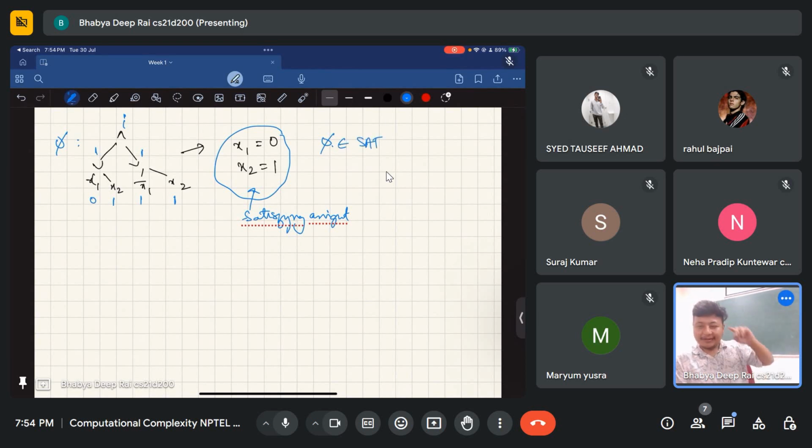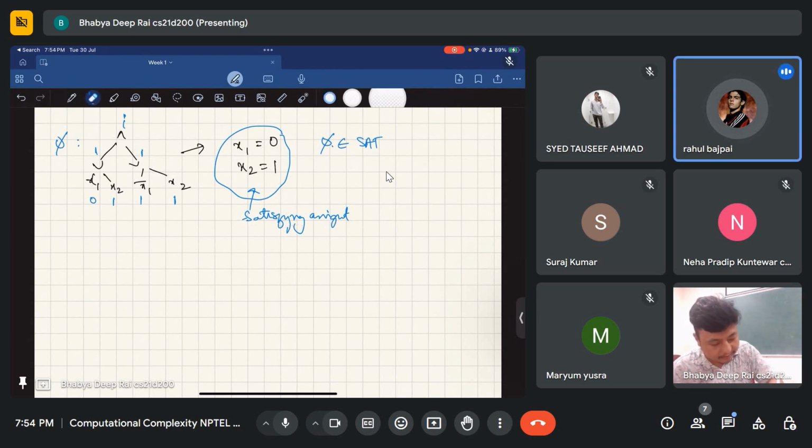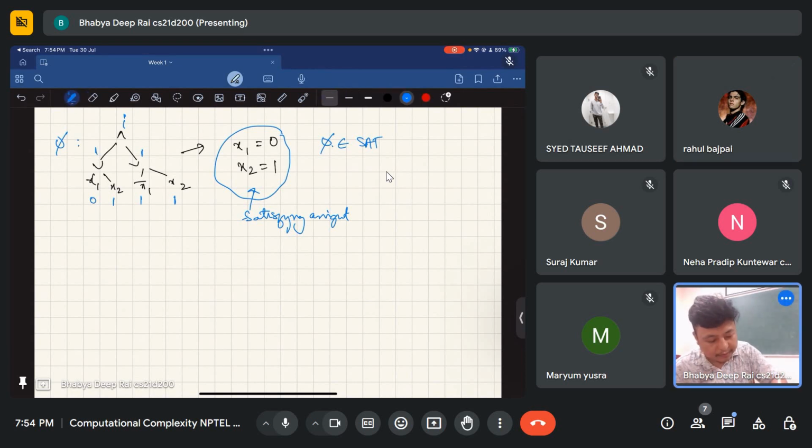Is it in double SAT? Can I come up with another satisfying assignment? Well, if I set x1 equal to 1 and x2 equal to 0. No, that will not work probably. So x1 is 1, this means it will be 1 here, this will be 0 here, and 0 here, and this will finally give us 0. So this will not work.